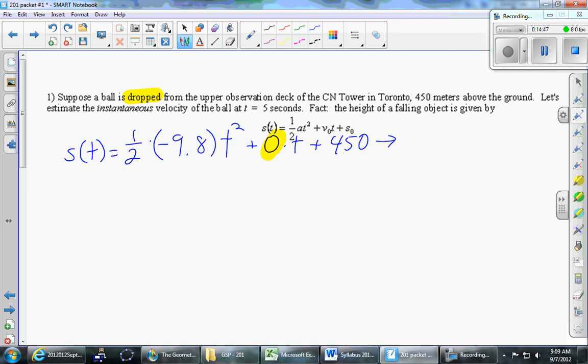Yeah, 9.8 is a constant. It's the gravity here on Earth. Okay, so we'll just clean this up. S of t is negative 4.9 t squared plus 450.